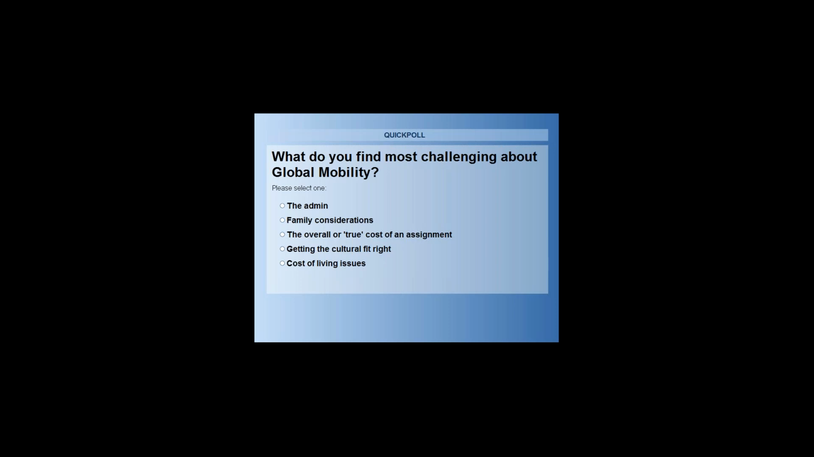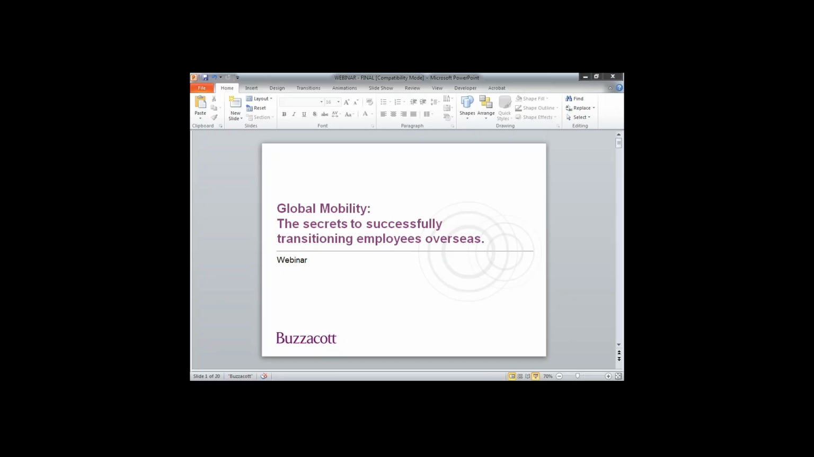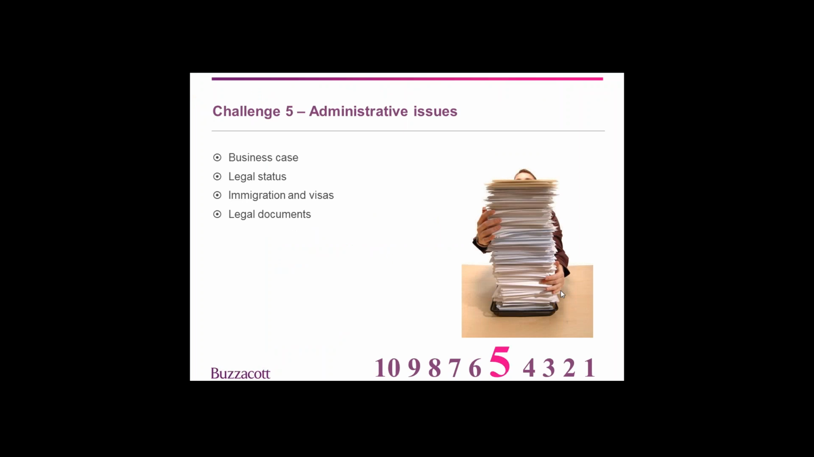We'll just give people a few more seconds to do that. And we have our results. So, oh yes, you were right, Struan. 75% of you think that the overall or true cost of an assignment is the most difficult thing, with 25% of you thinking that it's the more administrative side, which is quite interesting because that comes in at number 5, and that's what I'm going to be talking about now.